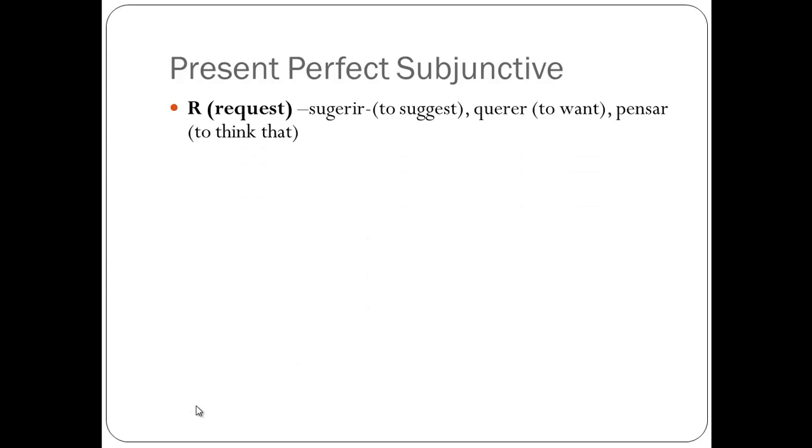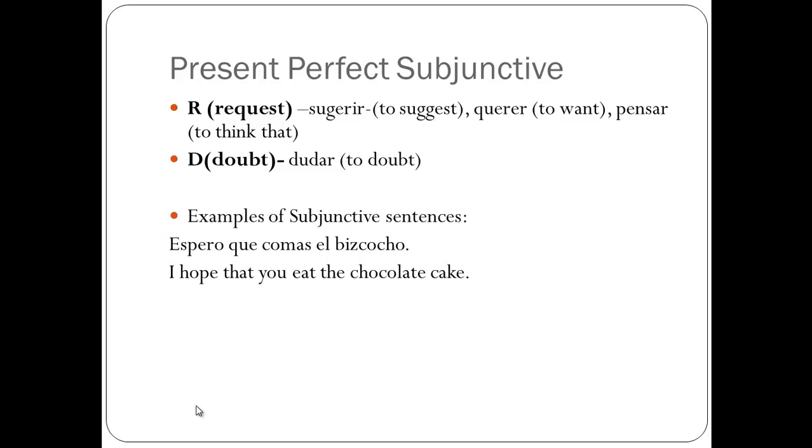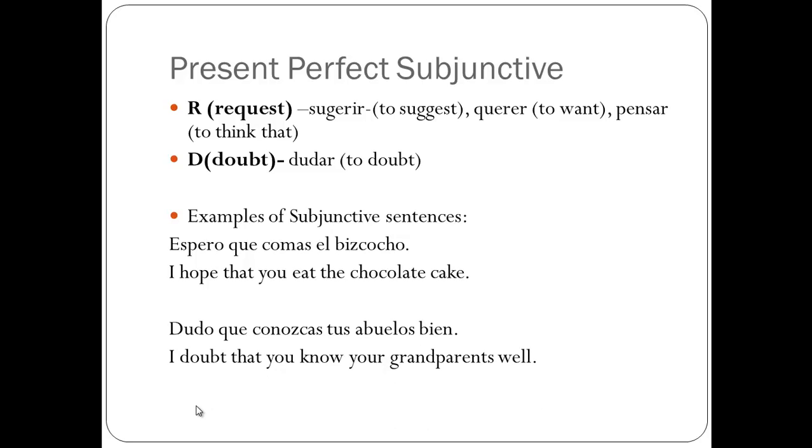And lastly, requests and doubt. For the request, we could use verbs like sugerir, to suggest, querer, to want, and pensar, to think that. And for the D in WEIRDO, doubt, dudar. So here are just some examples of basic present subjunctive sentences. Espero que comas el bizcocho. I hope that you eat the chocolate cake. Or, dudo que conozcas a tus abuelos bien. I doubt that you know your grandparents very well. So those are just the subjunctive.